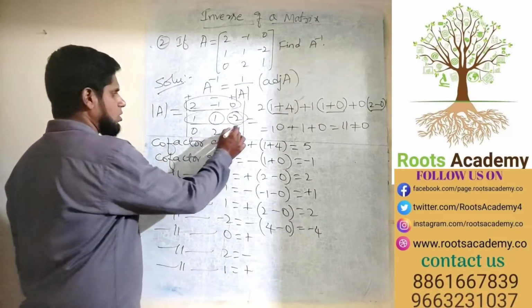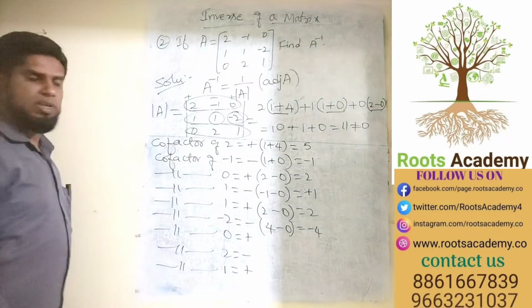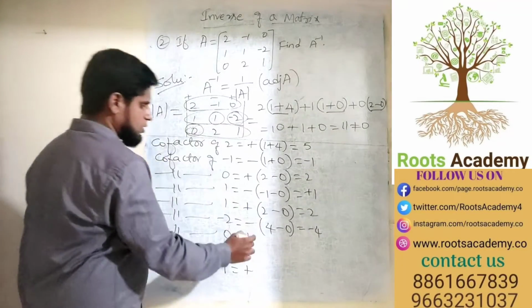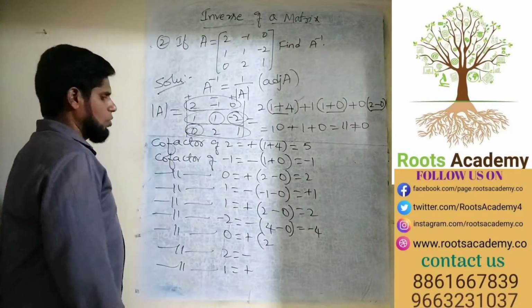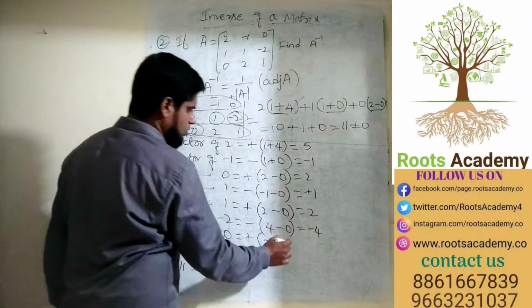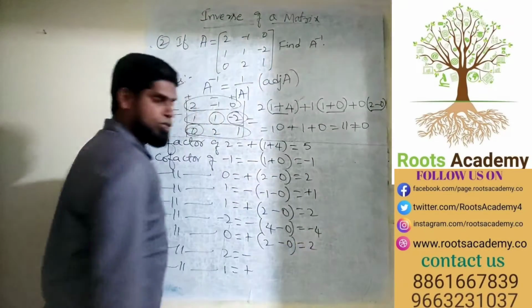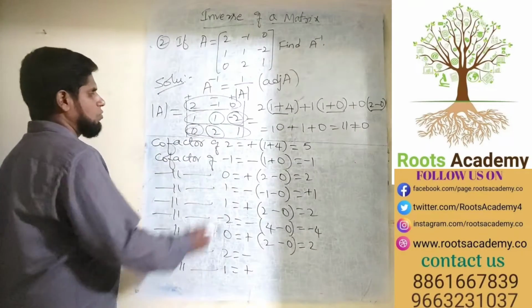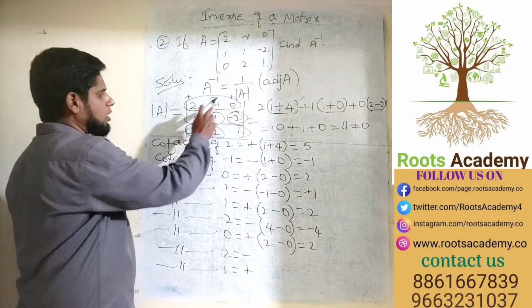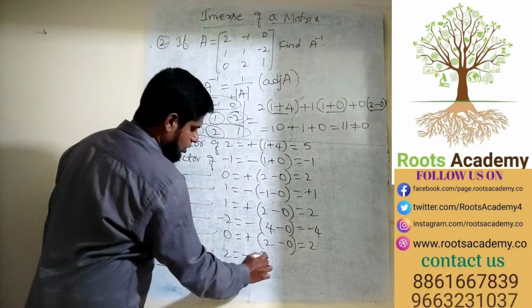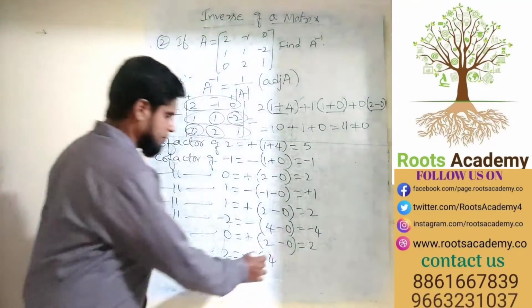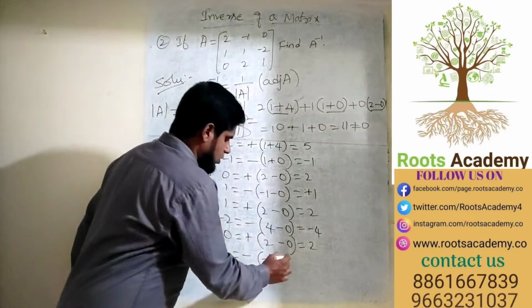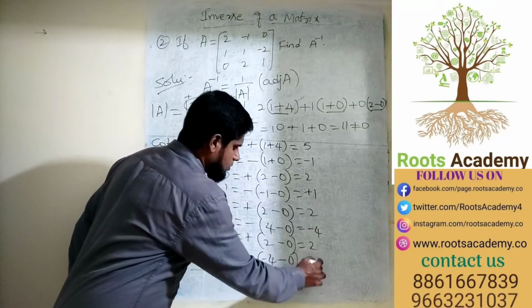Next, third row, first element, that is 0. The cofactor of 0 is minus into minus plus, and 1 into 2 it is 2, minus 1 into 0 it is 0, so it is plus 2. Next, for this 2, we should eliminate the last row and second column, so 2 into minus 2, it's minus 4, minus 1 into 0, it is 0, so it is minus into minus plus 4.